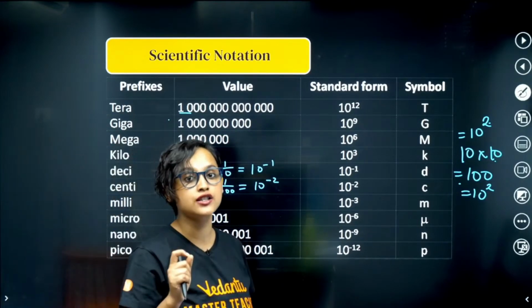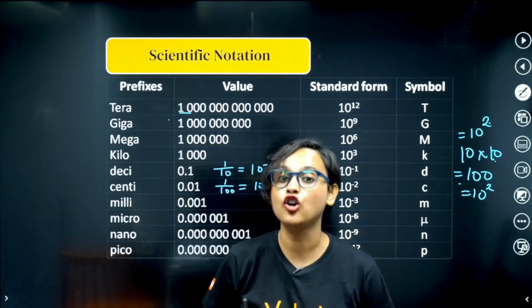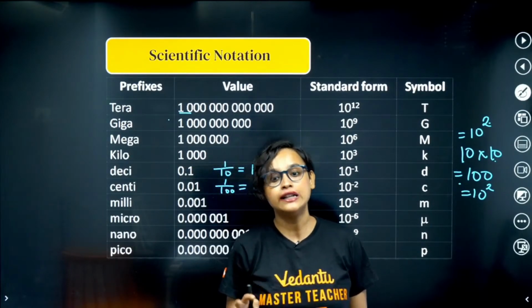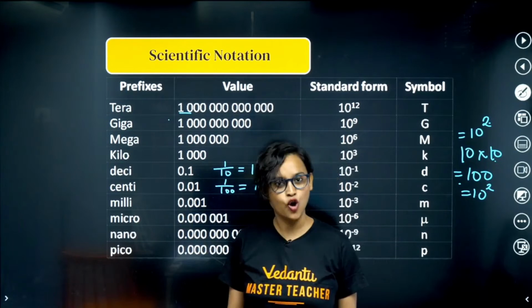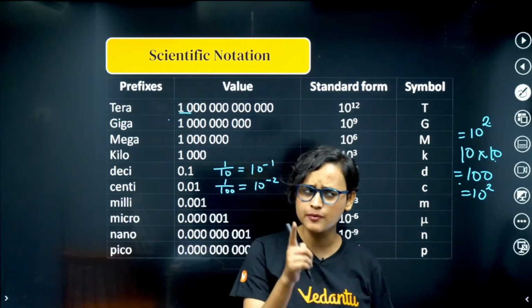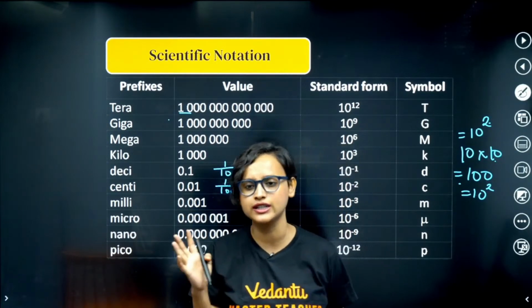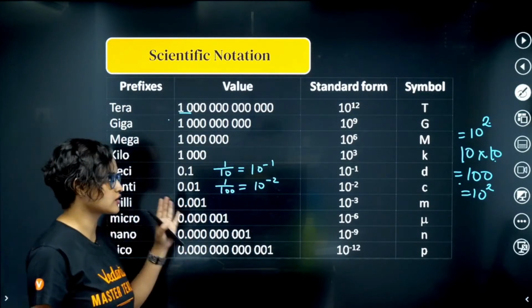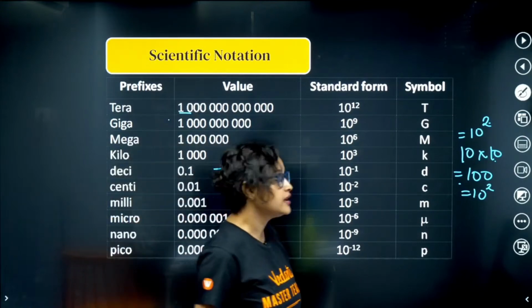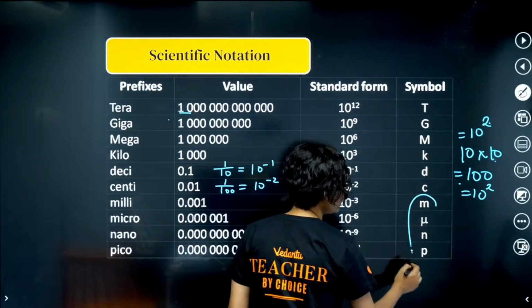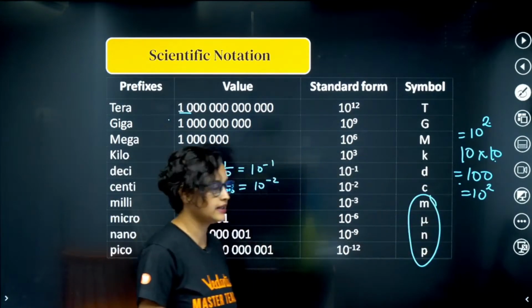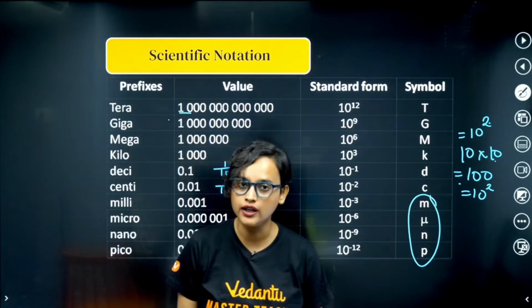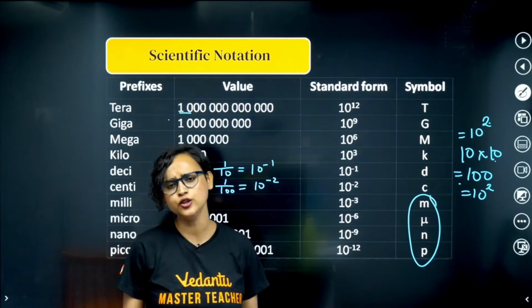But that's not where it stops. There is also yocto, zepto, femto. Yes, all of these are also there. That is possibly there in your NCERT book. If you want, you can take a look at it. Otherwise, this much is also enough for you. But please do note these symbols. These symbols will be required when you are doing your numericals.